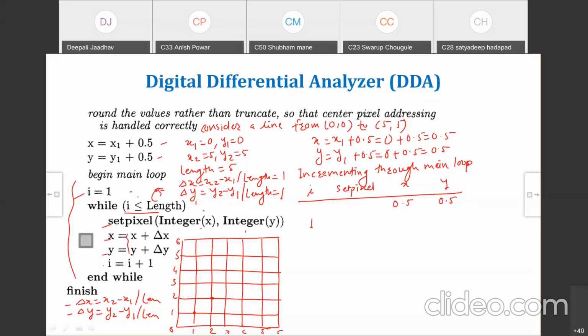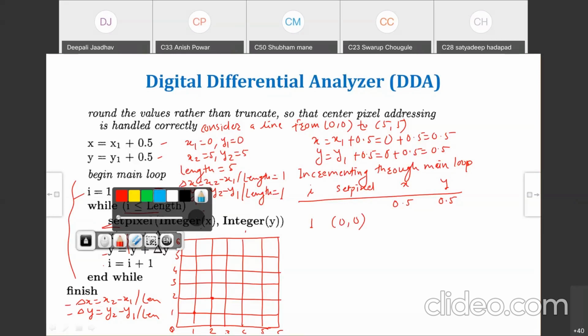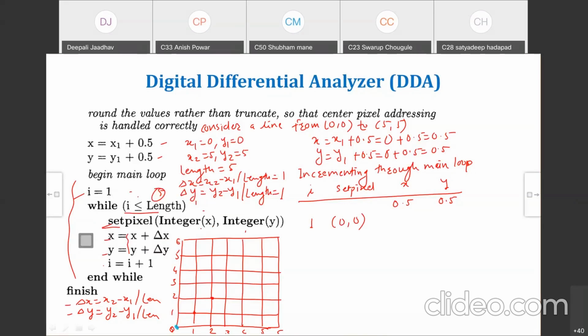So whether I is less than or equal to 5, then the next is set pixel integer x comma y. So here what is the integer of x and y? 0, 0. So set pixel 0, comma 0. So this pixel is generated here. Clear?